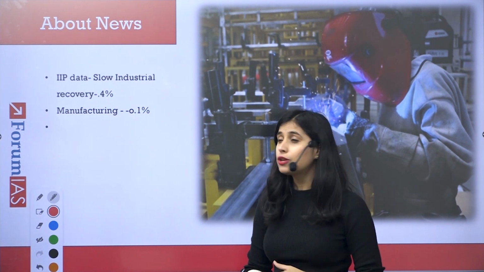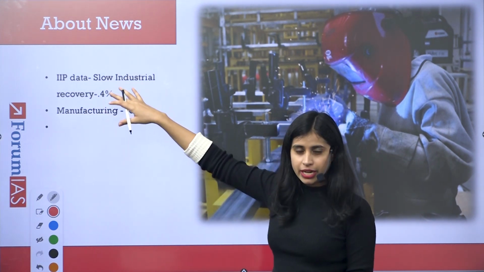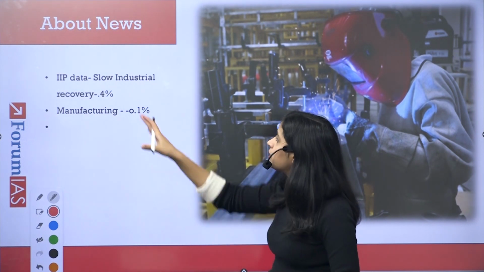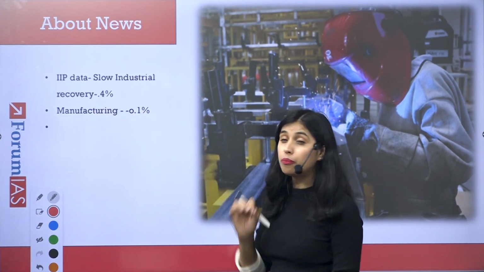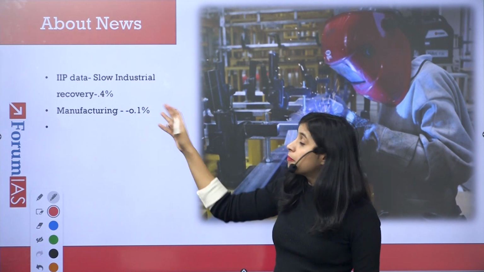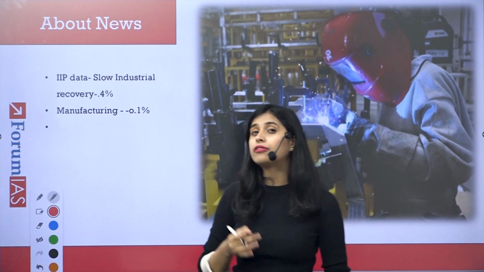First of all, we'll understand why IIP was in the news. IIP was in the news because recently IIP data, that is Index of Industrial Production data, was released, which shows that industrial growth in India has not revived. In fact, the revival is very slow. It shows that the recovery is only 0.4%. You can hope that the entire industry may grow somehow even at 4.4%, but manufacturing is not even recovering. It has instead shrunk by 0.1%. So negative growth is being witnessed in the manufacturing sector, which is a matter of concern for India.